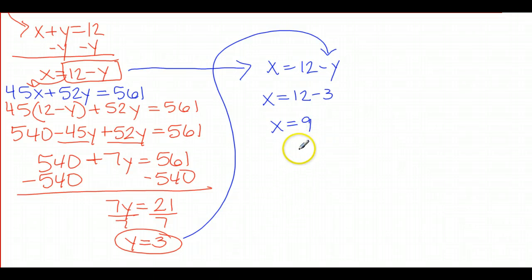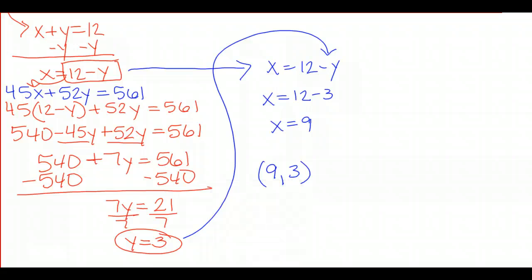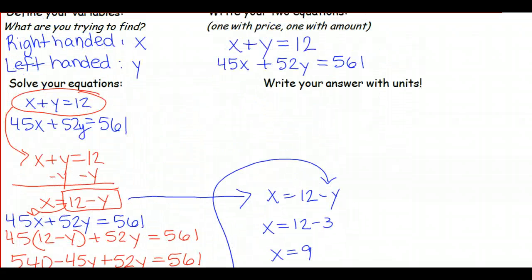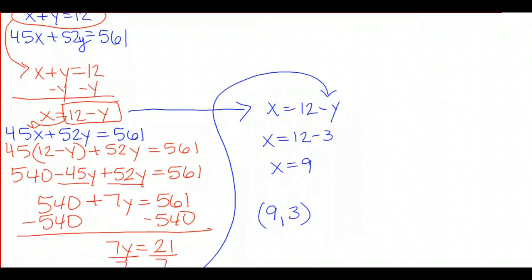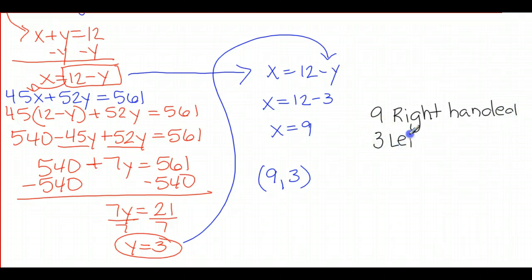So, now if this was a regular problem, I would write my solution as an ordered pair, (9, 3). But this is a word problem, so I need to explain what my answer actually means. So, I said that my x variable represented my right-handed gloves. So I sold 9 right-handed gloves and 3 left-handed gloves. And then that would be your solution. 9 right-handed and 3 left-handed.